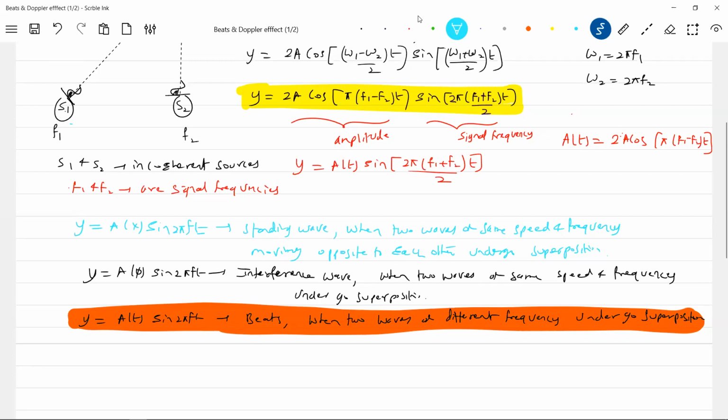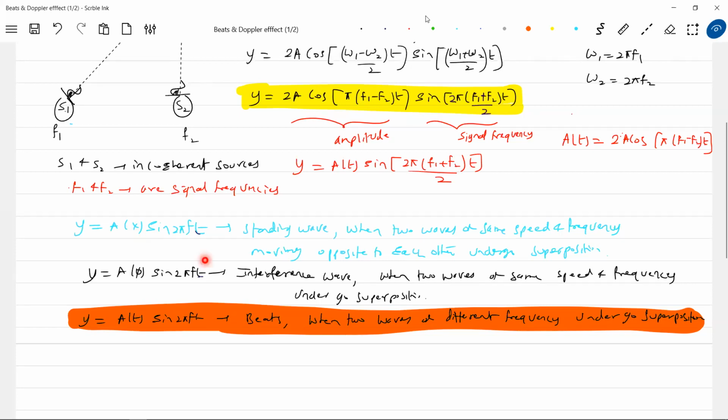Waves or signals, both are the same; I'll be using that one. You can select either, both indicate the same meaning. When two waves of same speed, same frequency, moving opposite to each other undergo superposition, we get a standing wave. There, the amplitude will be a function of space, A of x. What is A of x? 2a sine kx. Am I right?